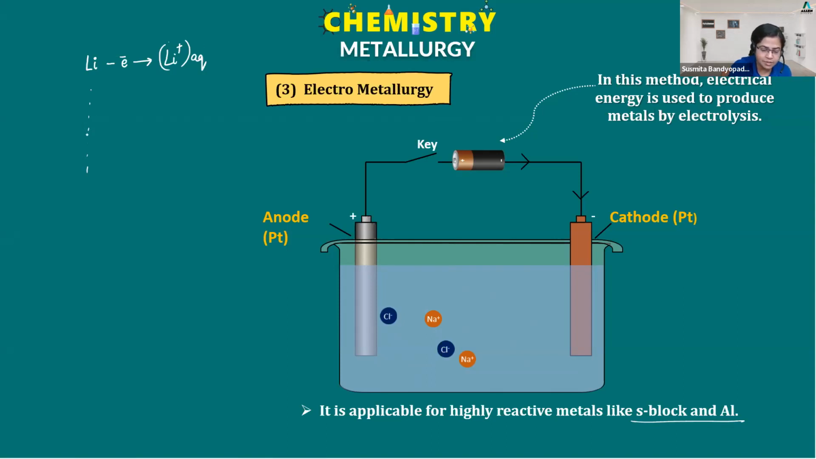Now, if I compare it with something like Fe or zinc, zinc will also lose its two electrons and form Zn2 plus because it's more stable not in plus one but in plus two form. But this ability of zinc to lose its electron, or its oxidation potential, is less than that of lithium. Or in very simple terms, let me make it simple. Lithium can lose its only valence electron and form Li plus aqueous quite easily.